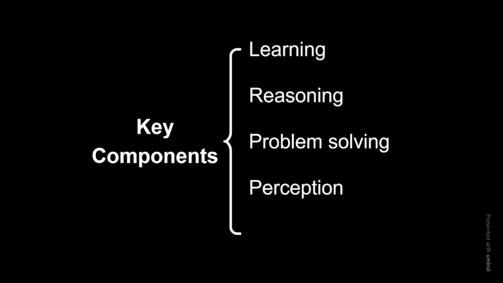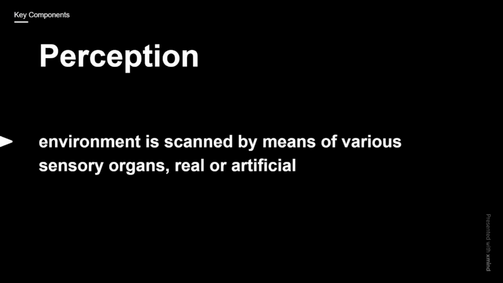The next key component is perception. What is meant by perception? Perception is scanning the environment, that is, knowing the environment. That can be done by our sensory organs for a human being. If we are looking at our environment, we will first see the sceneries or the person standing somewhere. We will try to scan the environment. The perception is real for a human, and it is artificial for an artificial intelligence embedded system.